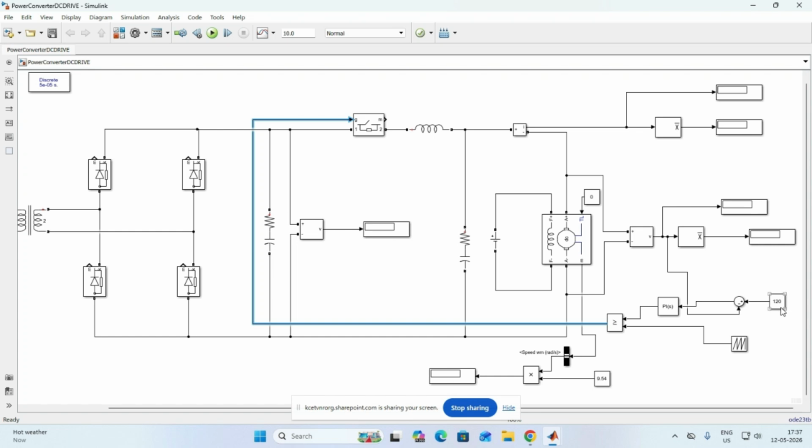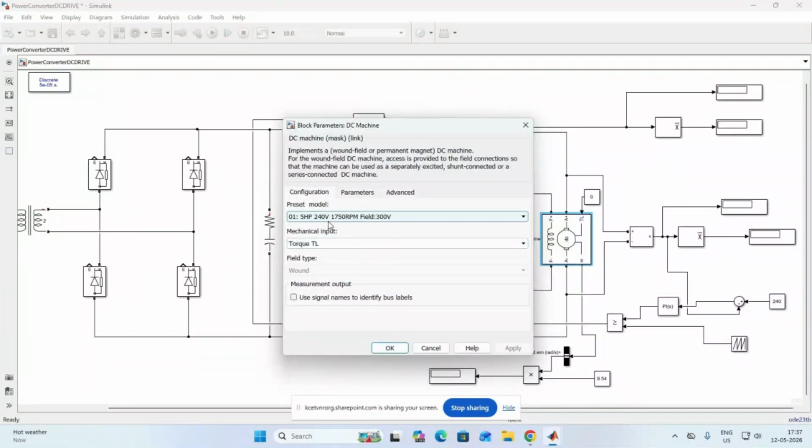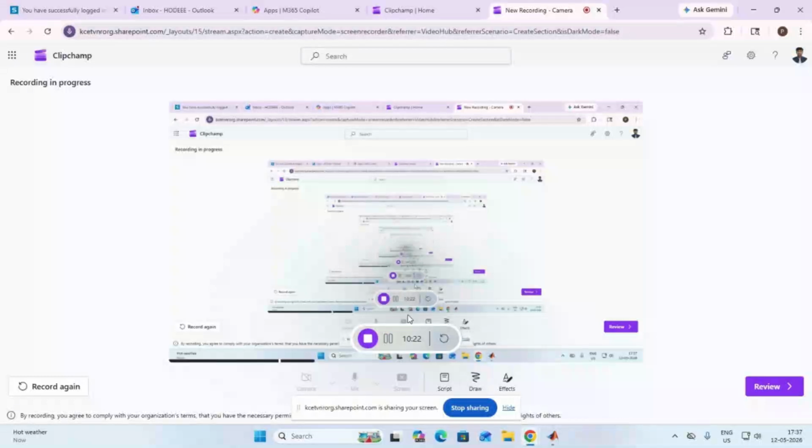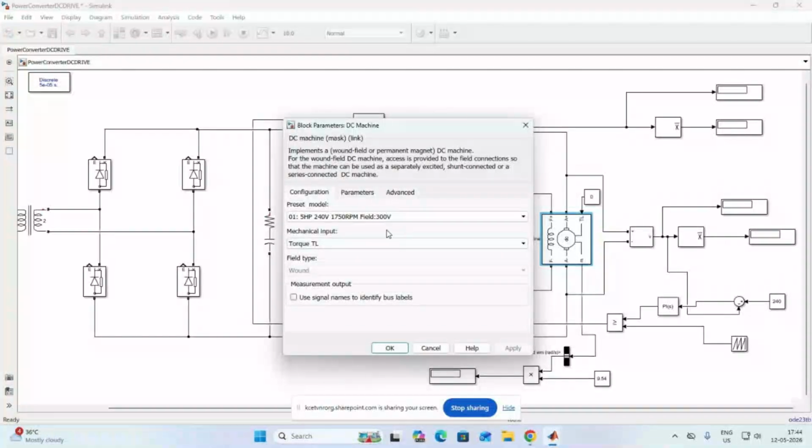So I'm going to simulate for 240 volt. First I show the motor specification. So 5 HP, 240 volt, 1750 RPM, and field is 300 volt. So armature voltage is 240. This RPM is meant for full load, 1750 RPM.